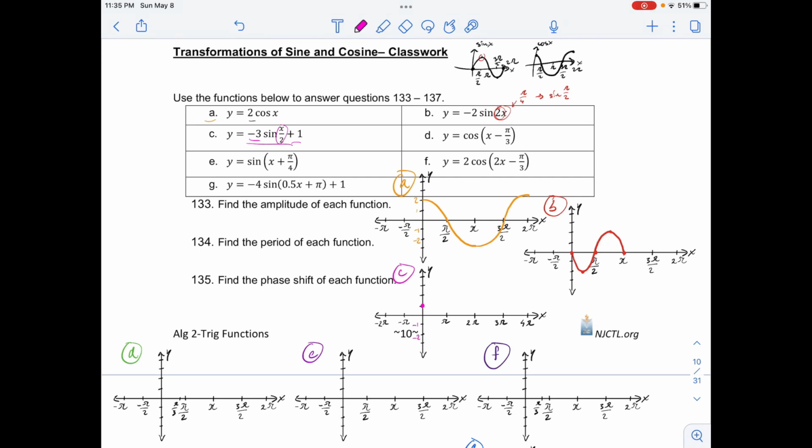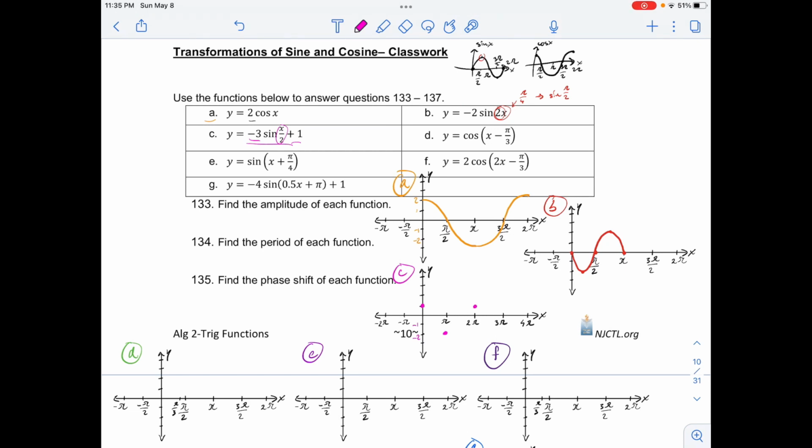So for our value, if we plug in x as pi, then we have sine pi over 2, which we know is 1 times negative 3, plus 1 will be negative 2. So our function is going to be at pi, negative 2. Then for 2 pi, we're going to end up at sine of 2 pi over 2, which is sine of pi, giving us 0, plus 1, giving us this value, 2 pi, comma 1.